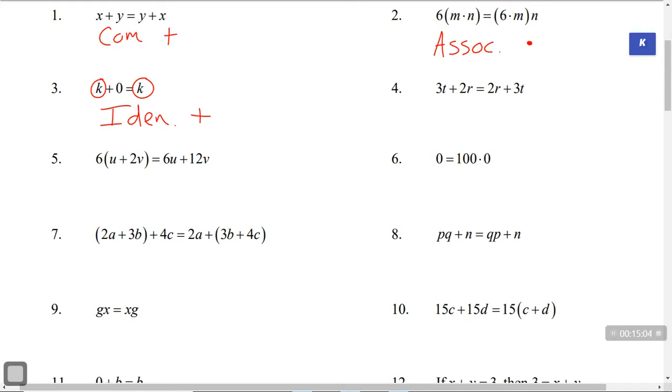And then we look at number 4. Once again, we see that we took our terms, 3t and 2r, and we changed the order of them. And therefore, if we change the order of them, that is our commutative property. And here we're looking again at the commutative property of addition.